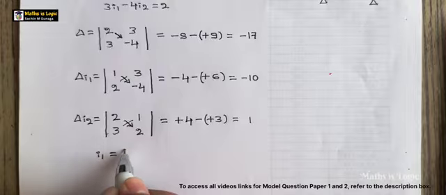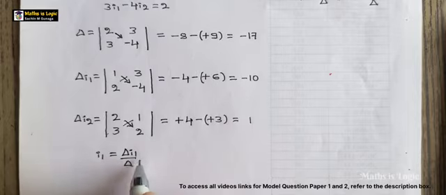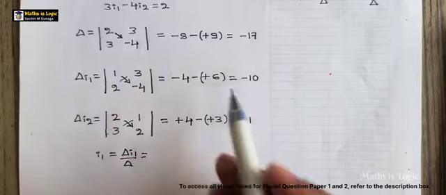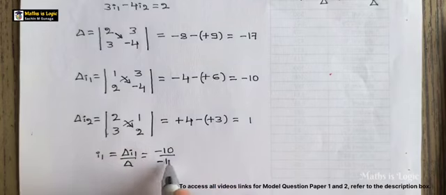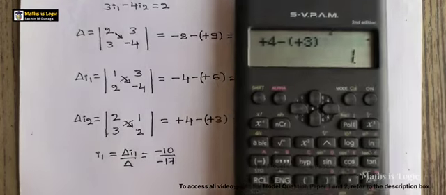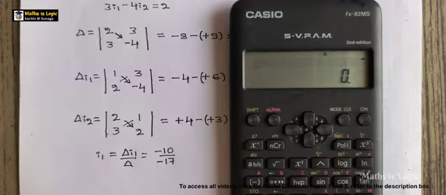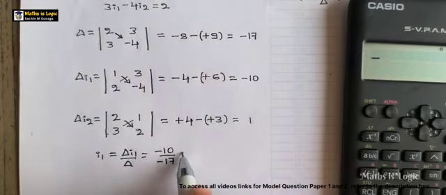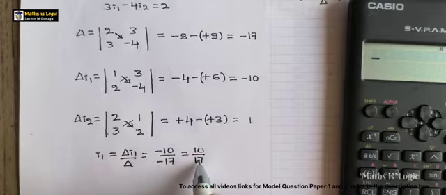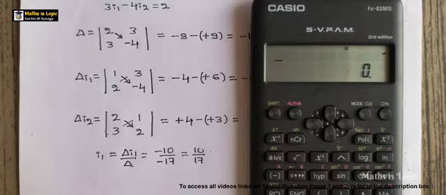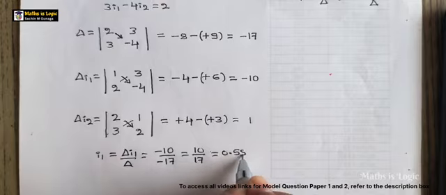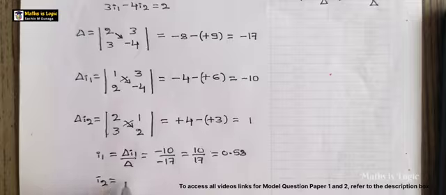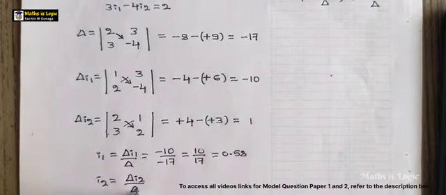What is the formula for I1? Delta I1 divided by delta. So what is the delta I1 is minus 10 divided by delta value is minus 17. So this is the final answer, or else we can use the calculator. Minus divided by minus is plus, that is 10 divided by 17. So it is 10 divided by 17. 0.58. Next, I2. Formula delta I2 divided by delta.